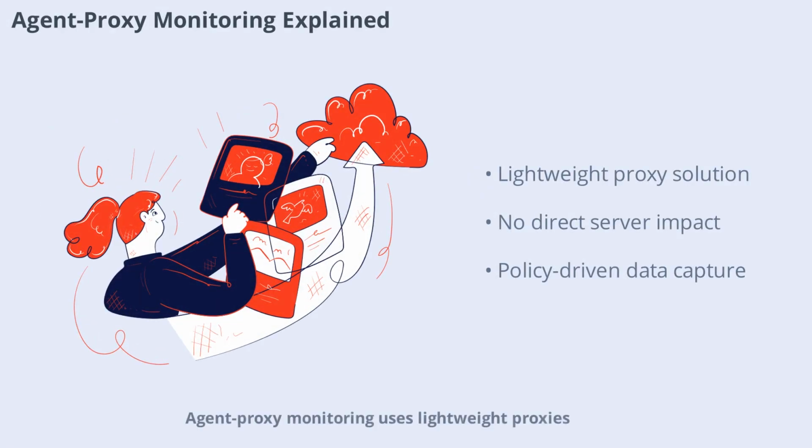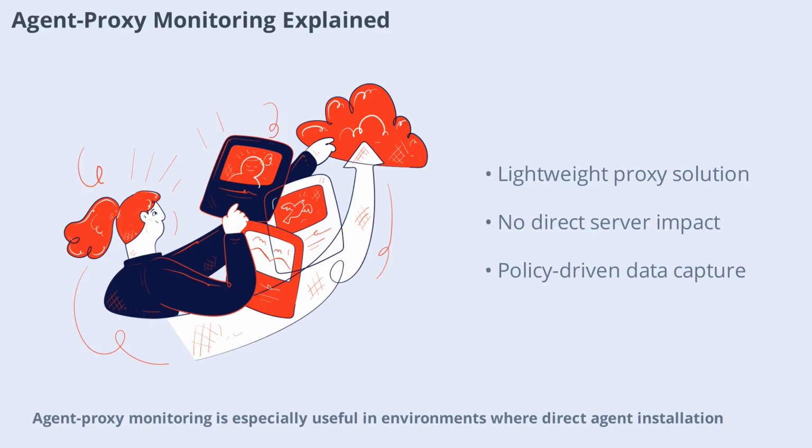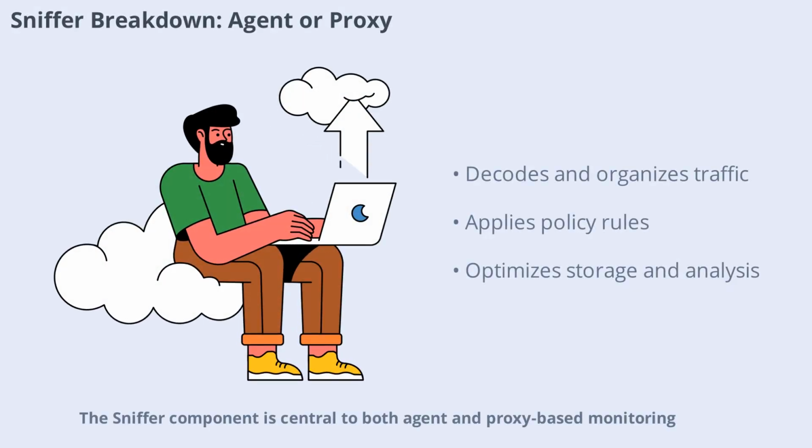Agent proxy monitoring uses lightweight proxies to duplicate database traffic for analysis. This approach captures session and request details without impacting the database server directly. Policies control agent behavior, ensuring that only relevant data is collected. Agent proxy monitoring is especially useful in environments where direct agent installation is not possible or where minimizing server impact is a priority.